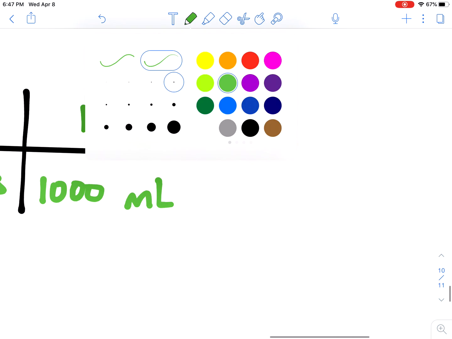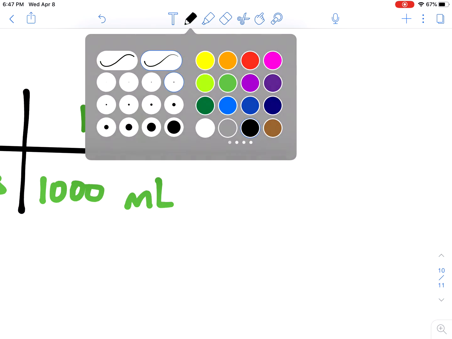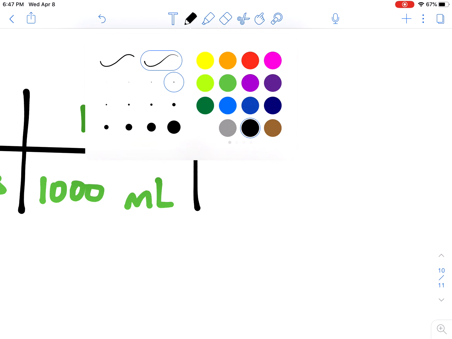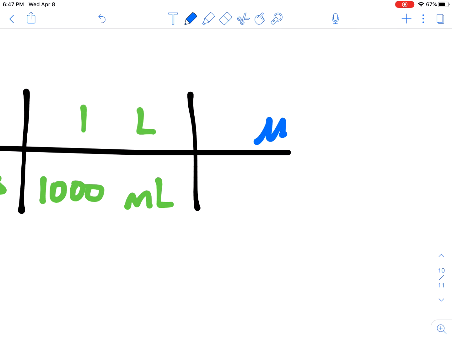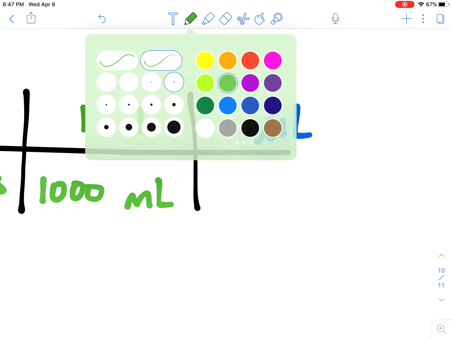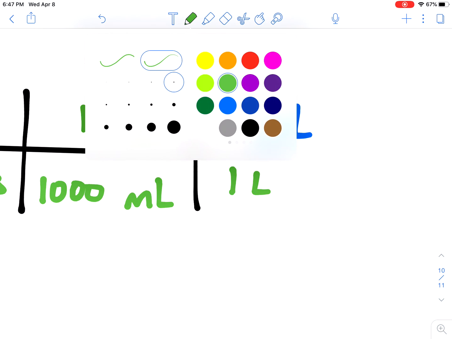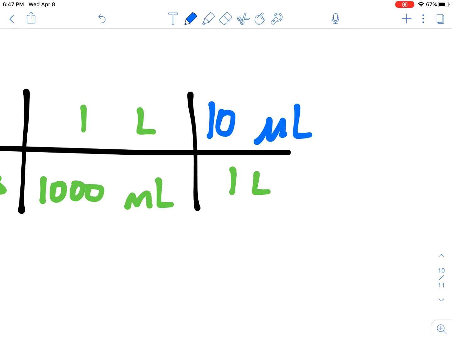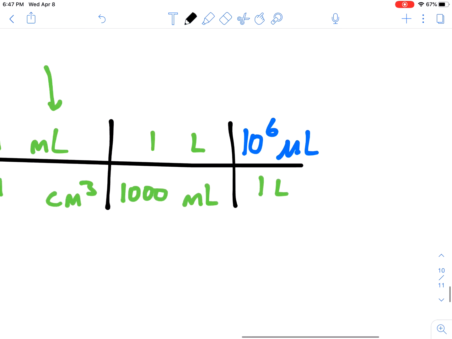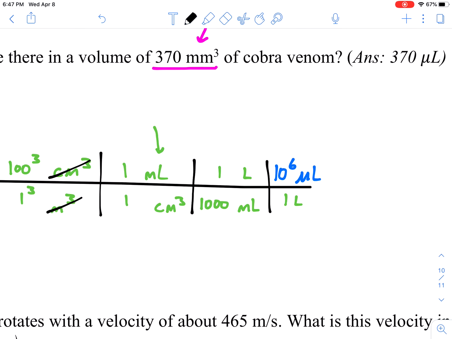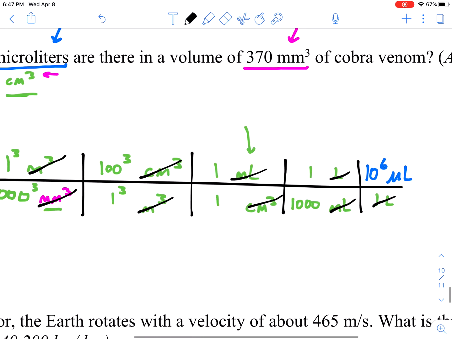And then finally, at the end of the day, we can turn into our target, which is microliters, because we know that in 1 liter, there are 1 million or 10 to the 6th microliters. So if you come through and you cancel your units, you'll notice that cubic centimeters cancel, milliliters cancel, liters cancel. We're left with microliters, which is where we want to be.